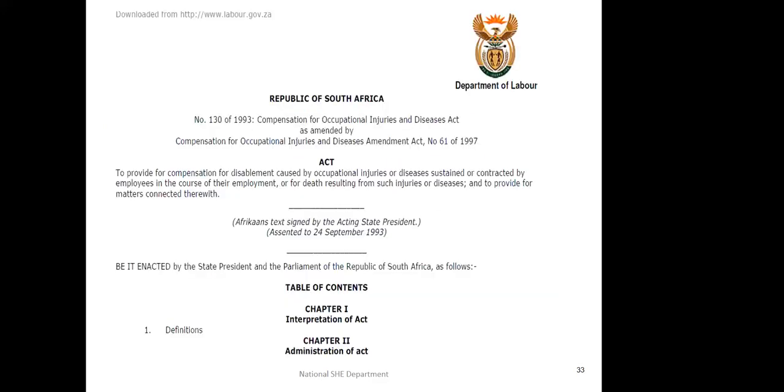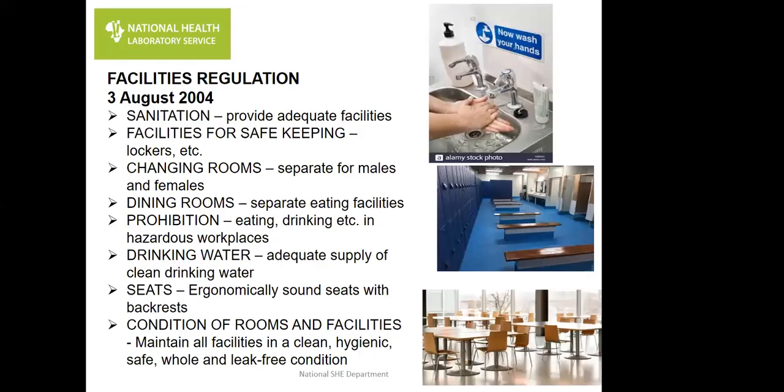This is just a screenshot of the COIDA Act, Compensation for Occupational Injuries and Diseases. Moving on to another regulation called the Facilities Regulation. This regulation deals with issues such as sanitation in the workplace, adequate toilet facilities in good condition, facilities for safekeeping, lockers and locked cupboards, etc.